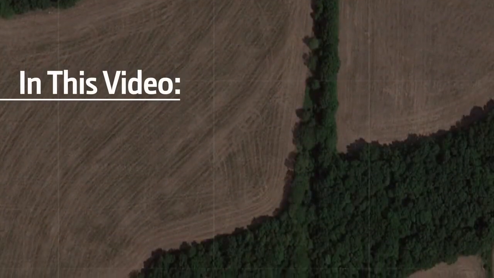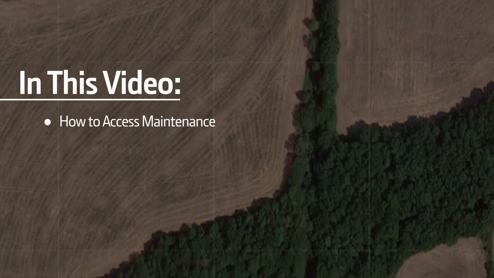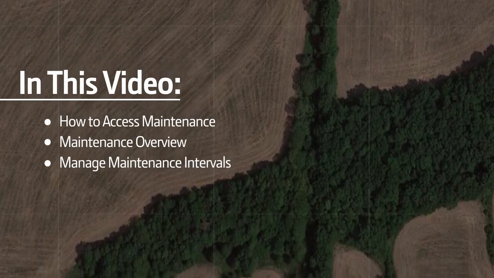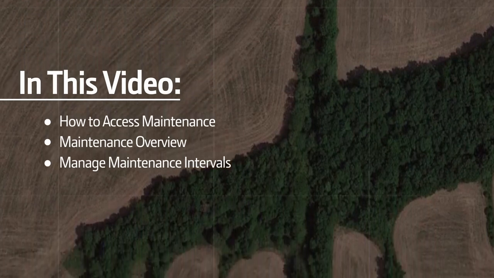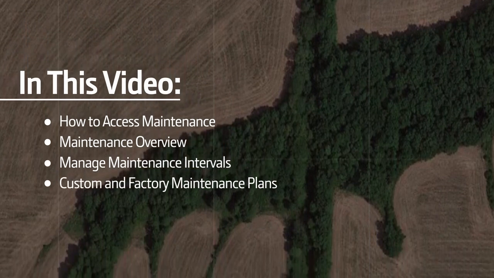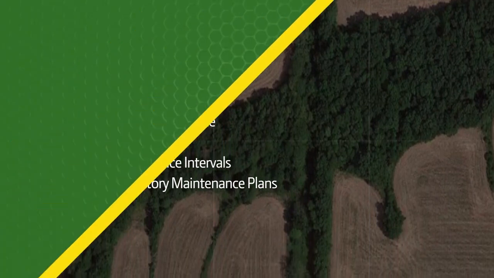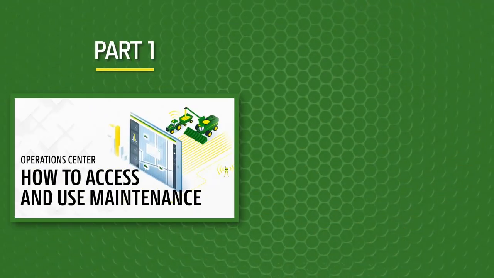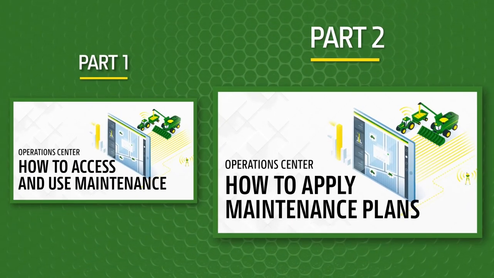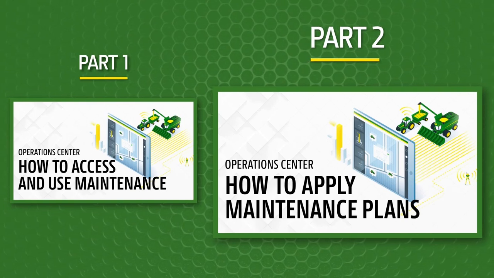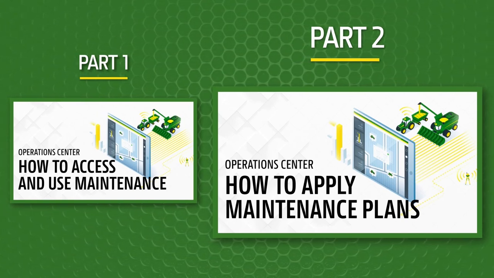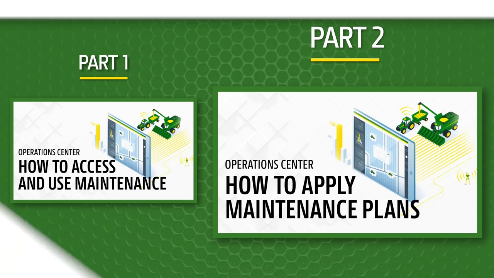In this video, we will cover how to access maintenance, an overview of the maintenance application, how to mark existing maintenance intervals and tasks as completed, and custom and factory maintenance plans. This is the first part of our two-part guide of the maintenance tool. Part 2, linked in the description, will go over how to apply a maintenance plan and set up maintenance notifications.